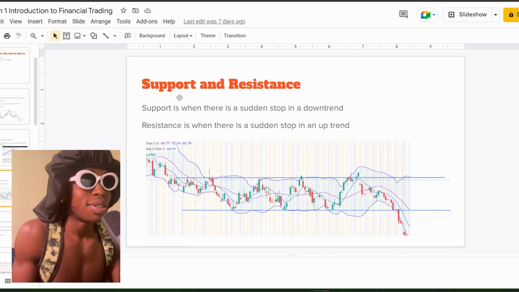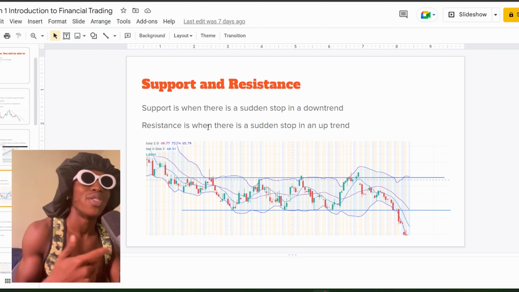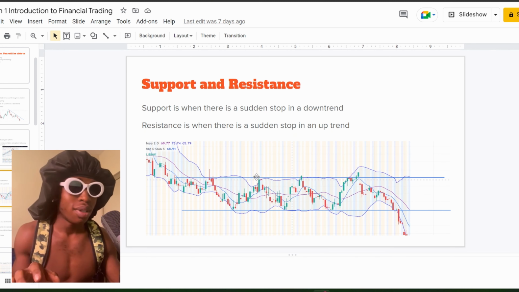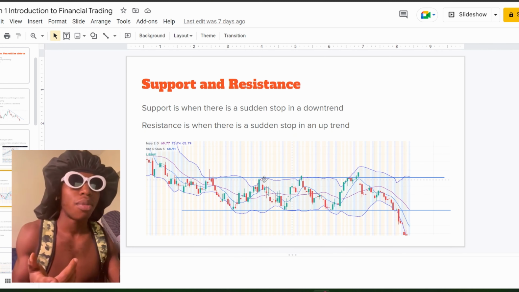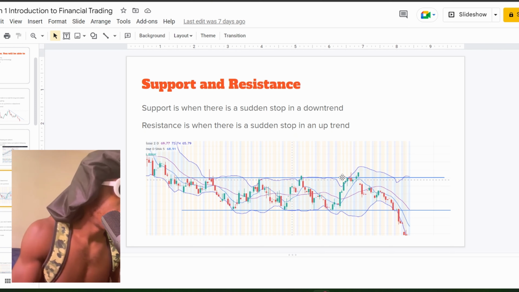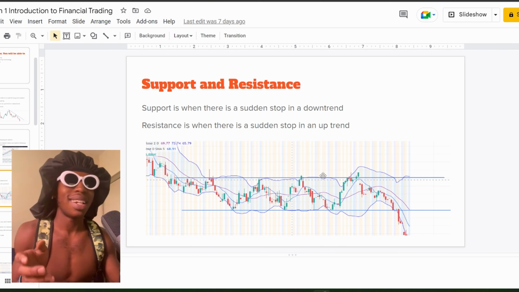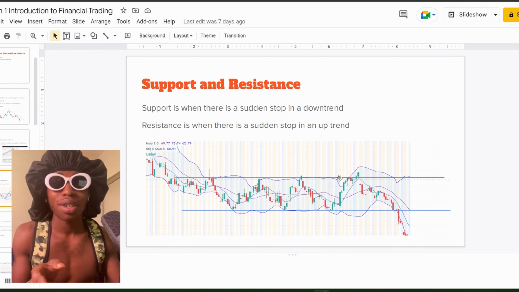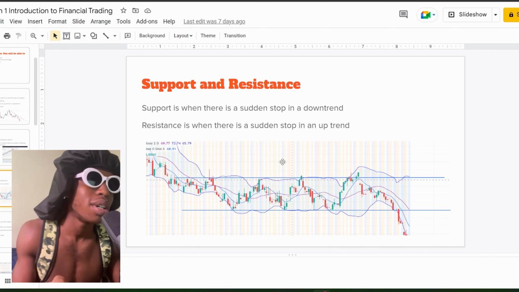Alright, so support is when there's a sudden stop in the downtrend, and resistance is when there's a sudden stop in the uptrend. It's pretty simple. As you can see in the chart below, this is MU, stock market. You see this resistance at the top? You see the line on the top? That's what you call a trend line. And the trend line doesn't really break much higher above that.